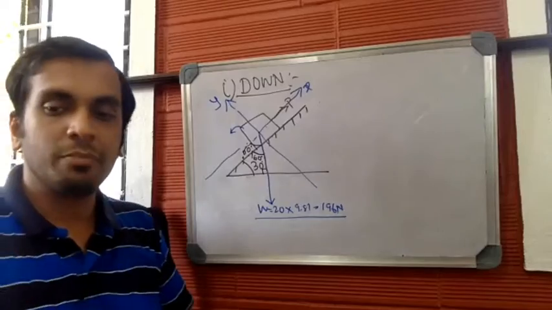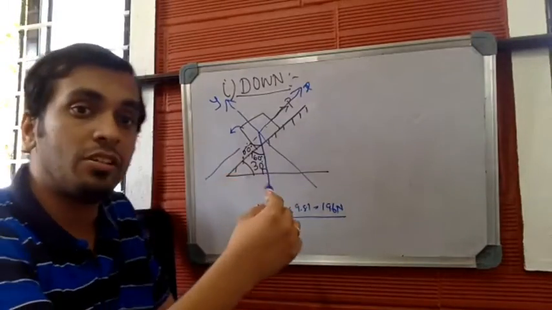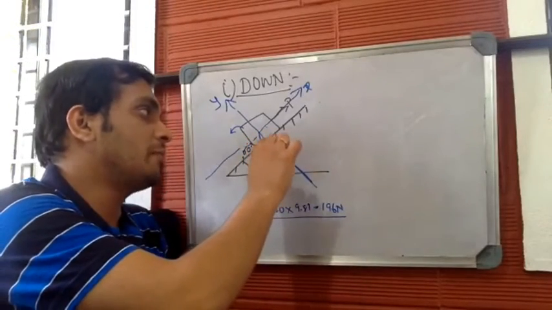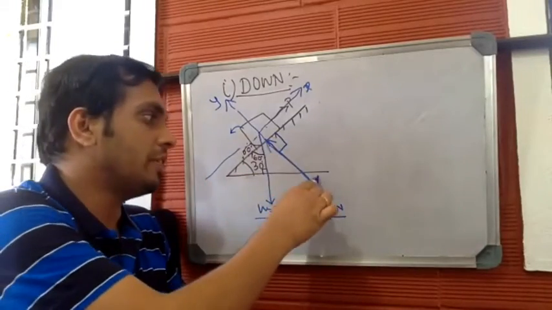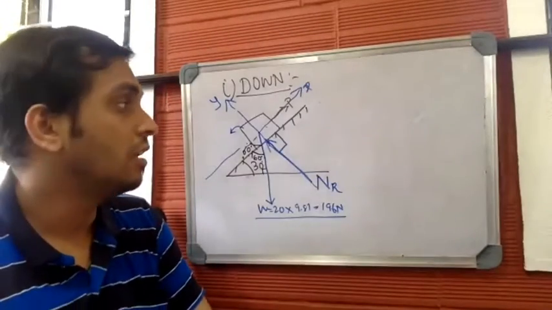What is step number 3? Step number 3 is to mark the normal reaction. How should the normal reaction be marked? Normal reaction should be perpendicular to the surface and directed towards the body. Let me mark it as normal reaction NR.